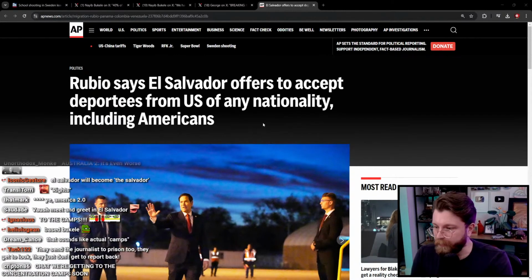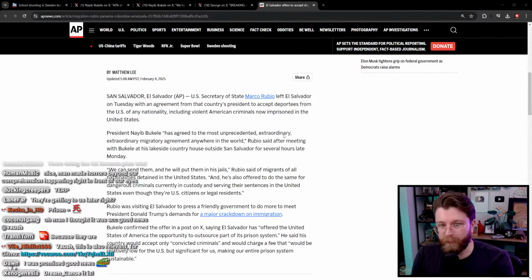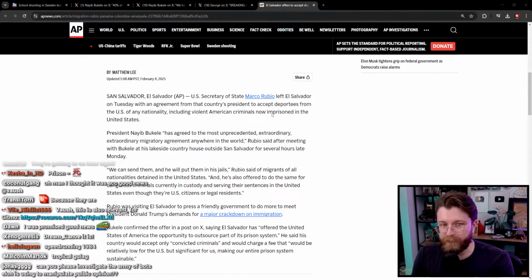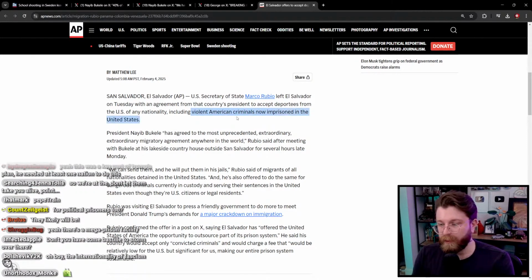These sound like actual camps? Yerp. It's pretty bad. Marco Rubio left El Salvador on Tuesday with an agreement from that country's president to accept deportees from the U.S. of any nationality, including violent American criminals now imprisoned in the United States.